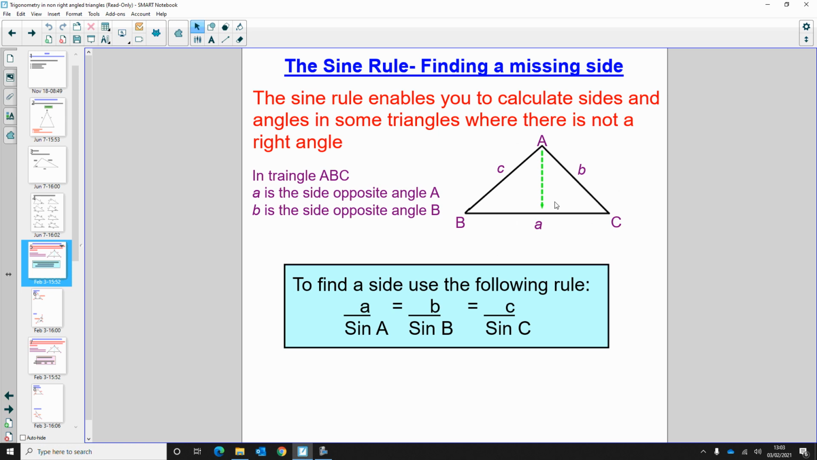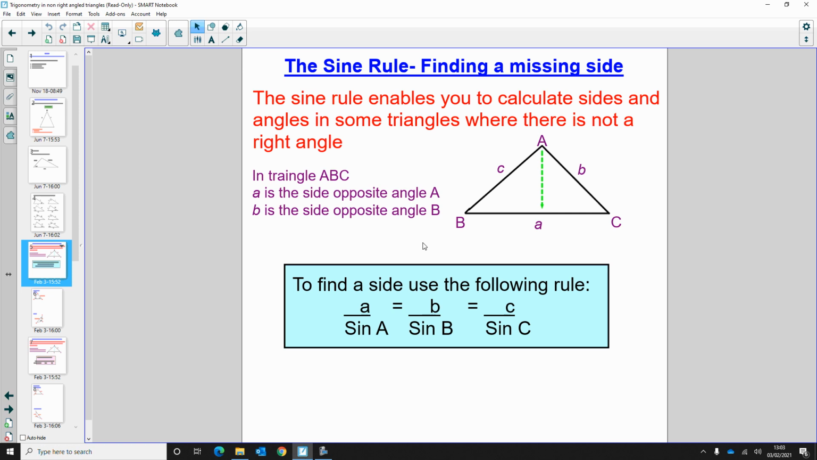Now, the key to this is to be able to label the triangle properly. We label the angles with capital letters, in this case A, B and C. The side that is opposite the angle A is always labelled lowercase a. The side opposite angle B is labelled lowercase b, and the side opposite angle C, lowercase c, and so on. Now, these letters might change. For example, if A was in fact Q, then the side opposite that would be lowercase q, and so on.